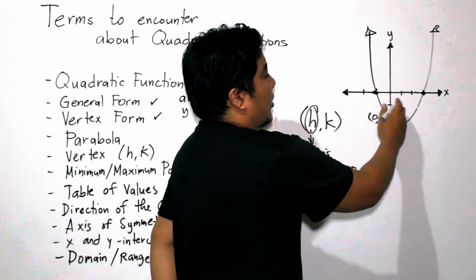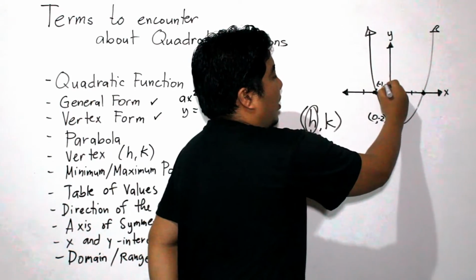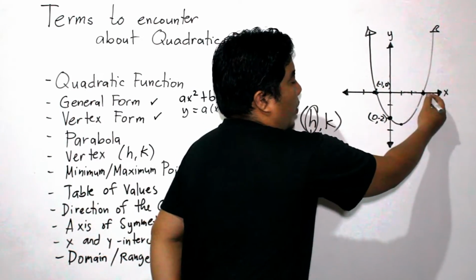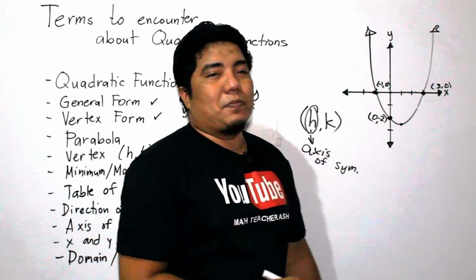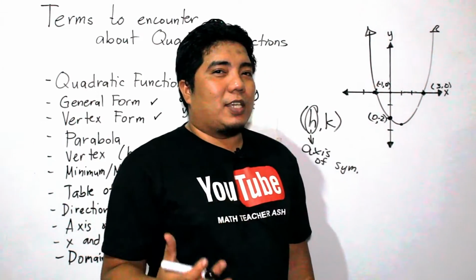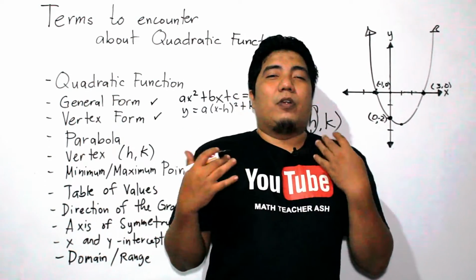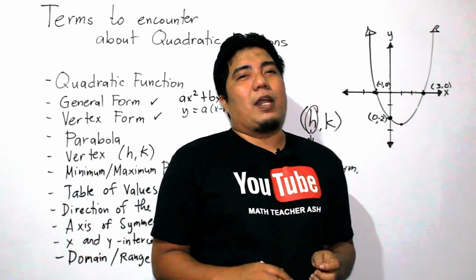While this x-intercept is located at negative 1, 0. And here we have positive 3, 0. Okay? So that is just how you get your intercepts if you have a parabola.